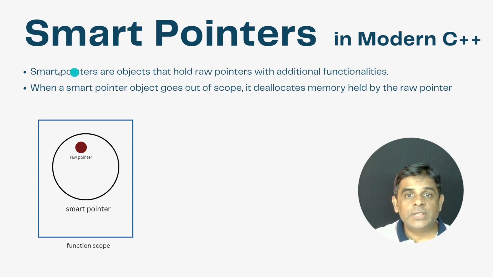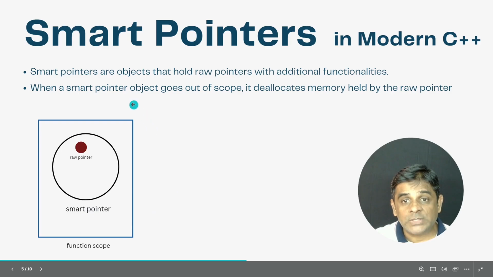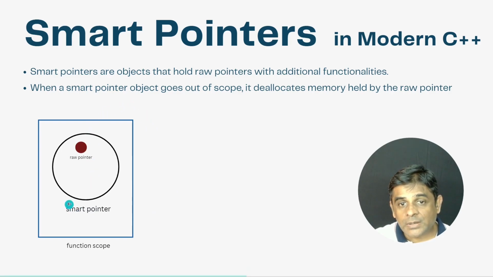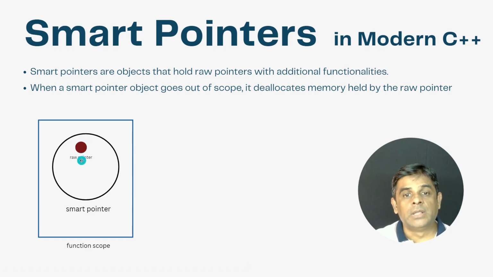So by definition, smart pointers are objects that hold raw pointers with additional functionality. Now let's understand this. Consider this is a function or method and this is a smart pointer, and this smart pointer holds a raw pointer. Now when the smart pointer goes out of scope, meaning out of this function scope, it deallocates the memory which is held by this raw pointer. This is the logic of the smart pointer.